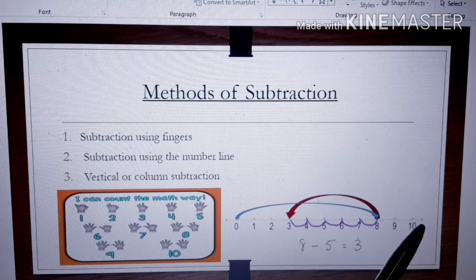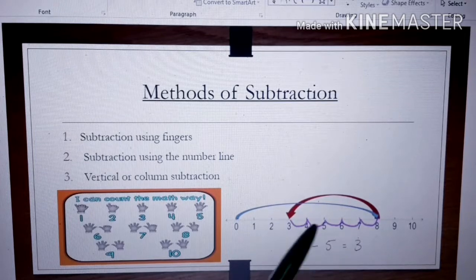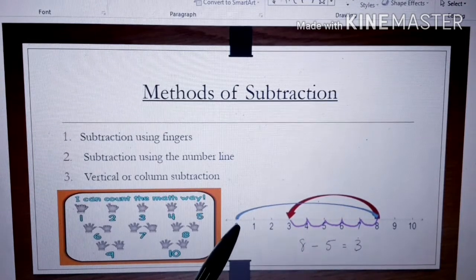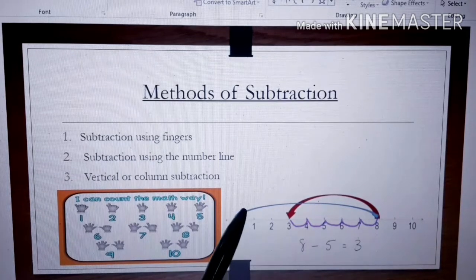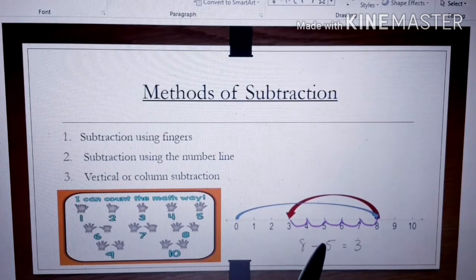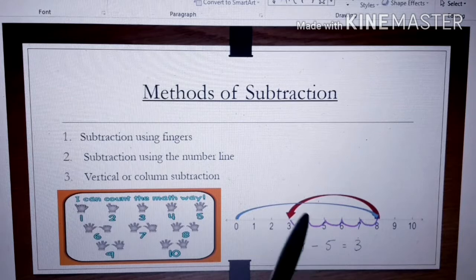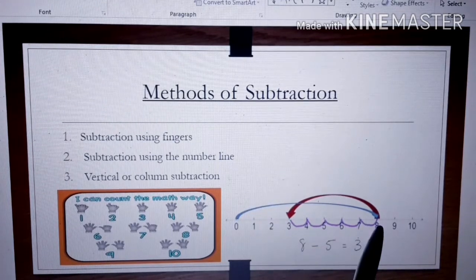First we draw a line. Then we keep equal space. Okay. Then we start numbering from 0 till 10. Okay. First we move from 0. It starts from where? 8. 8 minus 5, right? That means we'll take an arrow from 0 to 8.